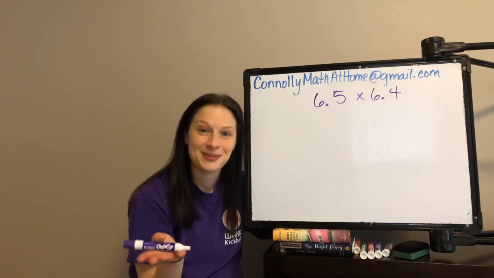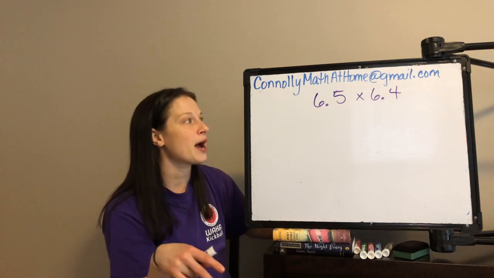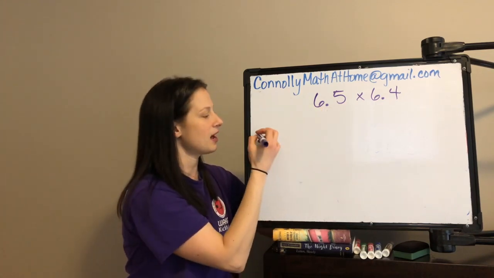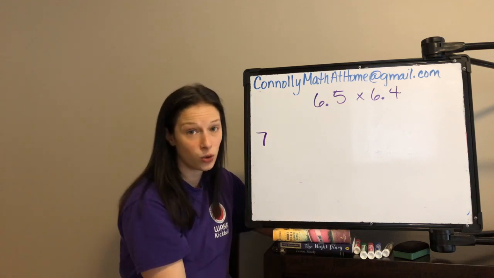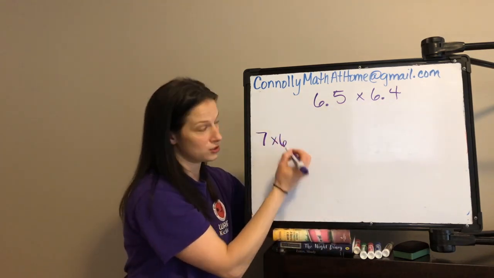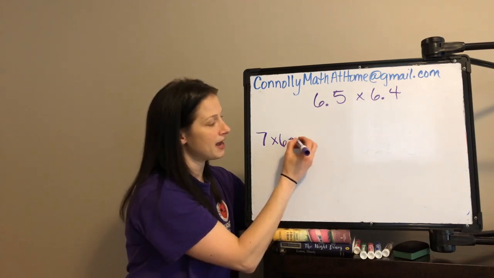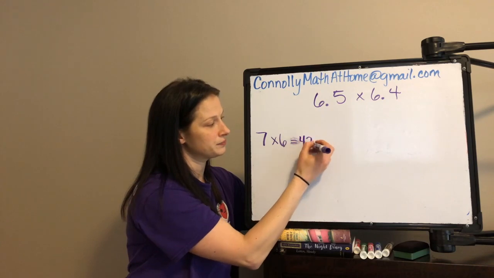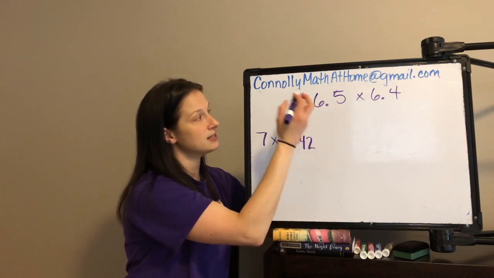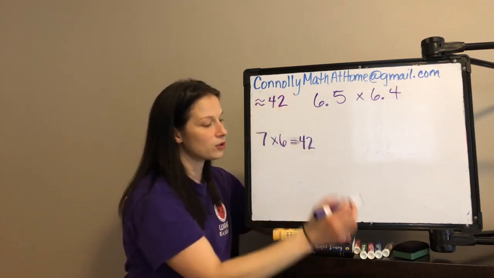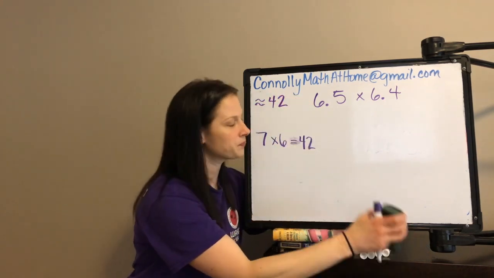You watched my rounding decimal video, as we've already talked about. So I'm going to be thinking about 6 and 5/10 is close to 7 wholes. I'm going to think 6 and 4/10 is close to 6 wholes. So I think that my estimate might be somewhere around 42. Okay, so 6 and 5/10 and 6 and 4/10 I think might be somewhere close to 42, but we're going to find out.